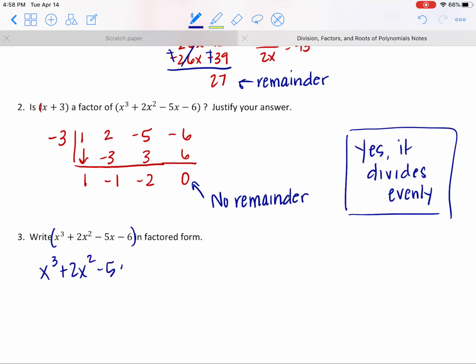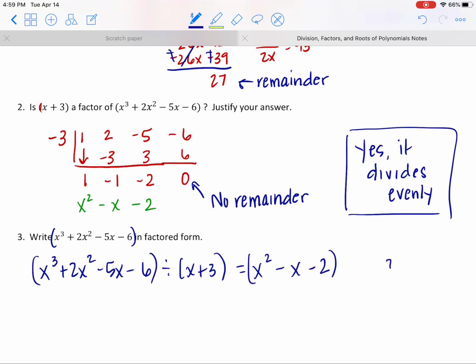We said that x cubed plus 2x squared minus 5x minus 6 divided by x plus 3 was exactly, from our answer here, 1x squared minus x minus 2, which means, just like here, 24 divides by 8 exactly 3 times. That means I could multiply these two to get back to this. So the product of these two things has to equal this.